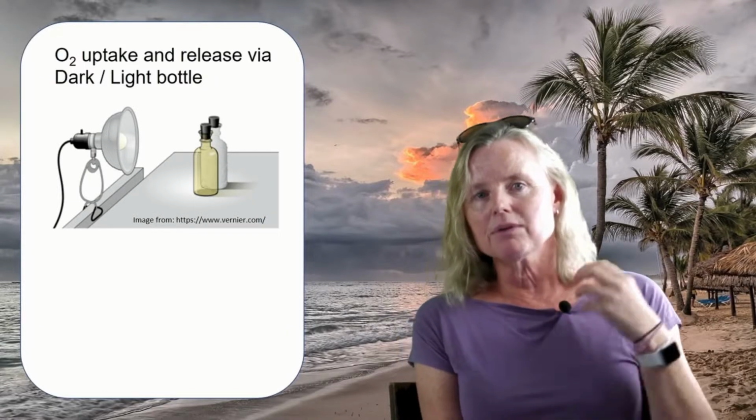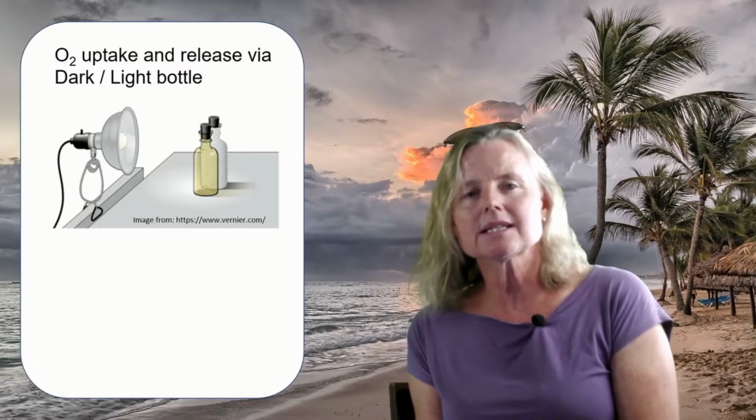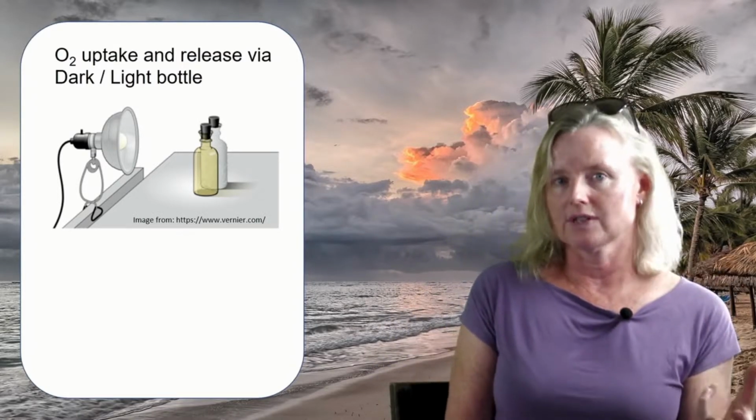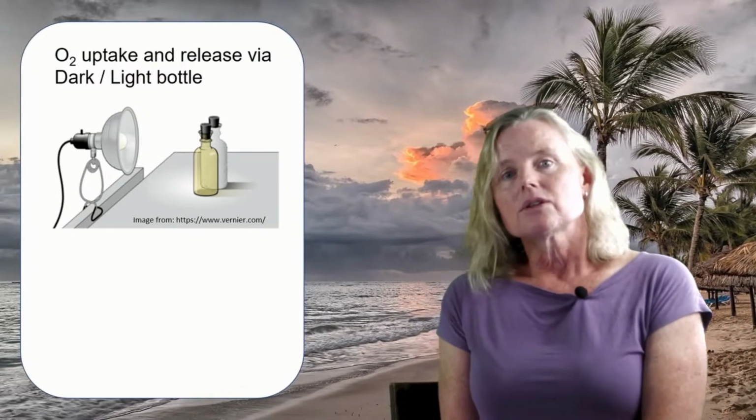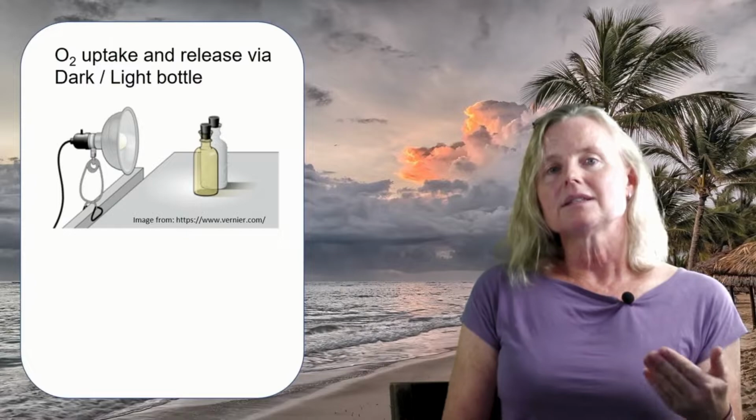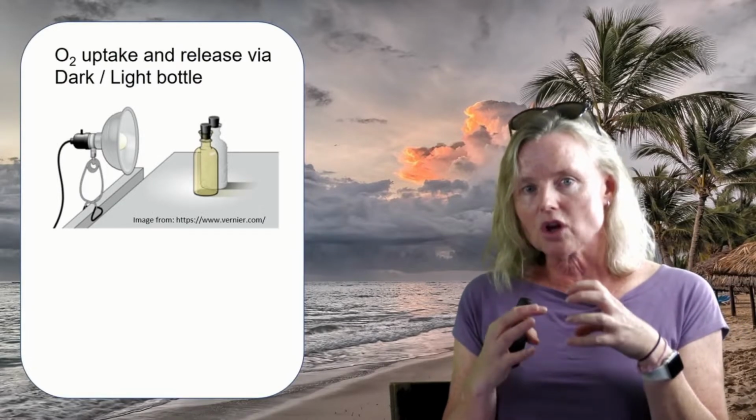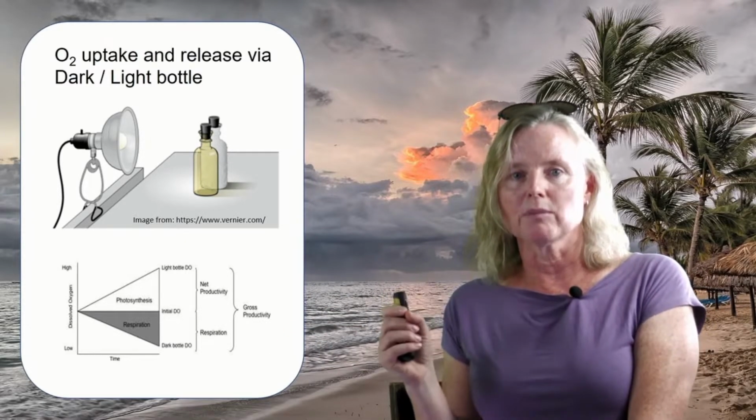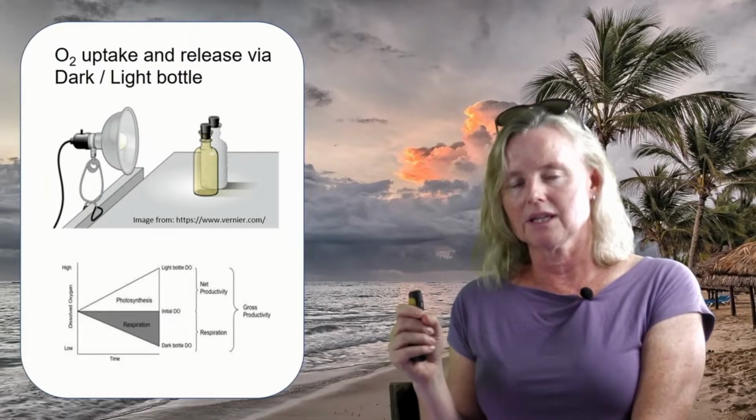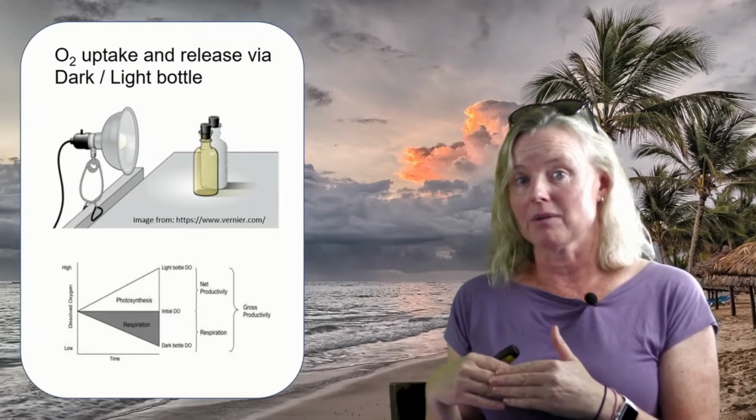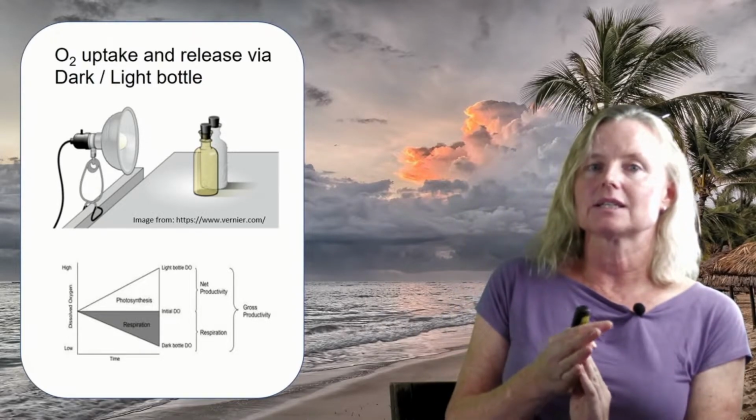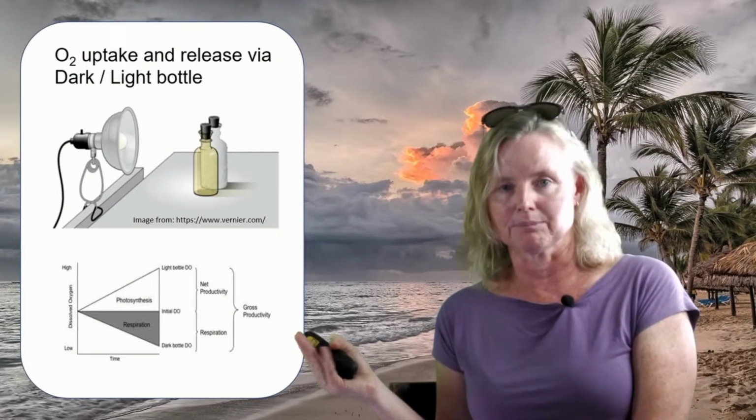Another way you can measure productivity is to use the same type of dark-light bottle experimental setup, but this time measure oxygen levels rather than CO2. This time, producers will release oxygen during photosynthesis and consume it during respiration. So in a bottle incubated in the light, the difference between the initial dissolved oxygen levels, and you can see that graphed in the graph here, and the levels at the end of the experiment, represents the net productivity. This same difference in the dark bottle represents the respiration rate. And the sum of both of these is the gross productivity of the system.